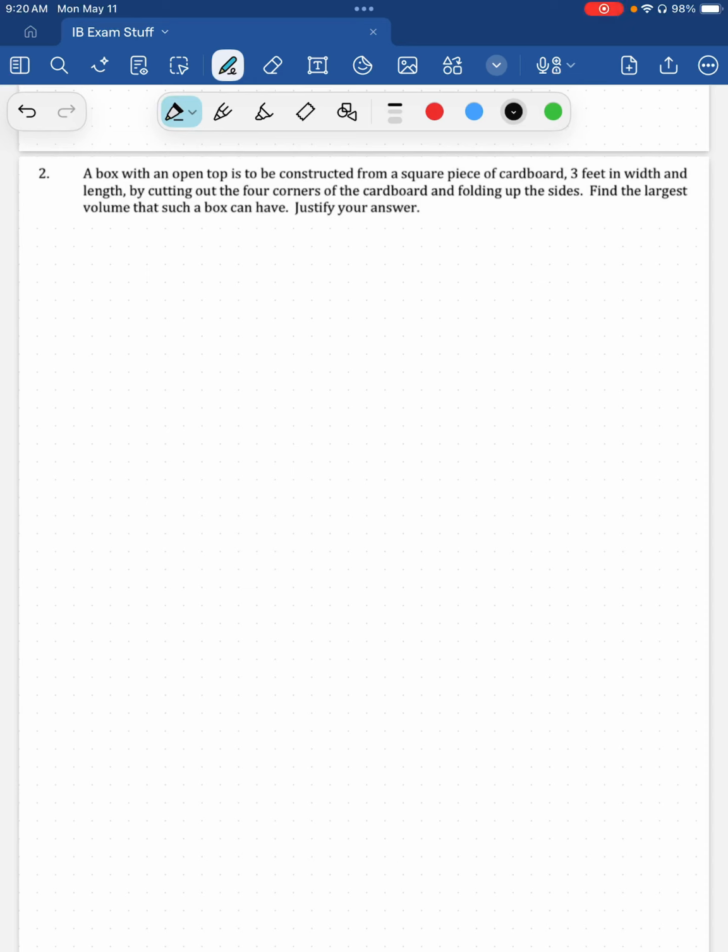Question number 2 says a box with an open top is to be constructed from a square piece of cardboard 3 feet in width and length. So we're going to have a square piece of cardboard that is 3 this way by 3 this way. And we're going to cut off the corners of the rectangle. So we're going to cut off this corner over here and this corner over here and so on.